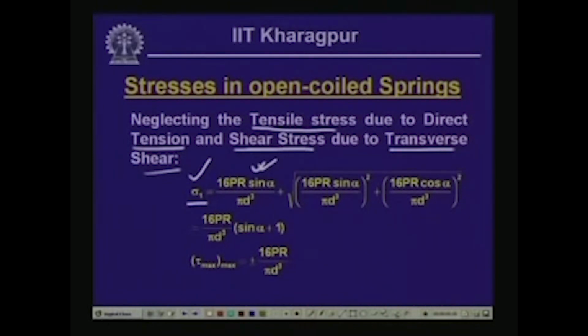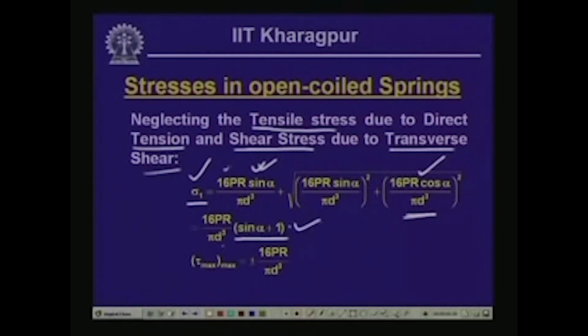the normal stress which is generated because of the bending, which is 32 PR sin alpha by pi d cube, half of that, divided by 2, gives us 16 PR sin alpha by pi d cube, and this is sigma by 2 square plus tau square, and this tau is generated from the twisting moment which is PR cos alpha. And if we take out this 16 PR by pi d cube from the root, we are left with sin square alpha plus cos square alpha, which is equal to 1. So, this gives us a value of 16 PR by pi d cube times (sin alpha plus 1).